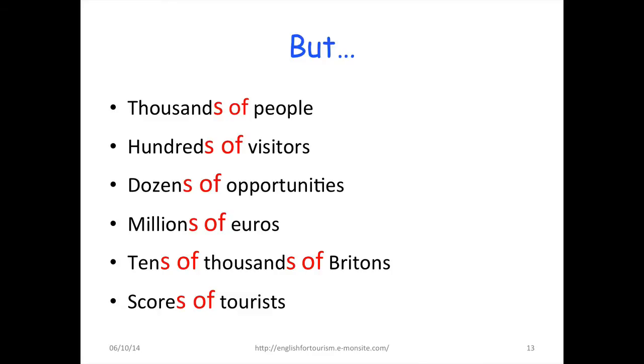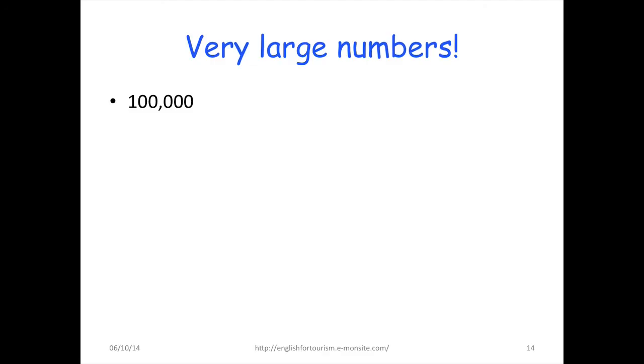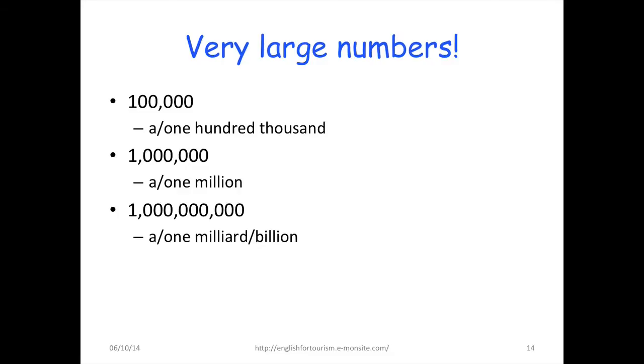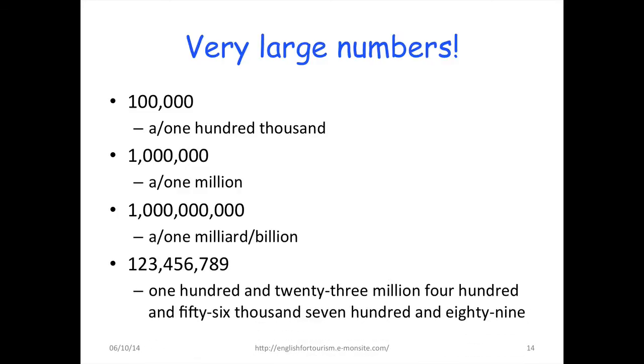Dozens doesn't mean dizaines, it means dozens, but it will be translated as dizaines in French most of the time. Scores means vingtaine, but same thing, we would translate it as douzaine or dizaine. Very large numbers. 100,000. A million, 1 million. A milliard or billion. 123,456,789.